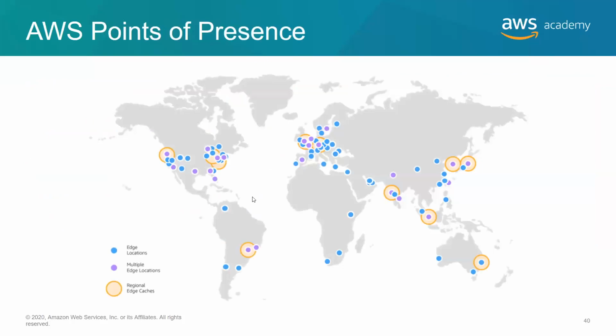And points of presence, right? So here you can see a lot of points of presence. Each and every location, the availability zone, will contain a lot of points of presence here. Got it?